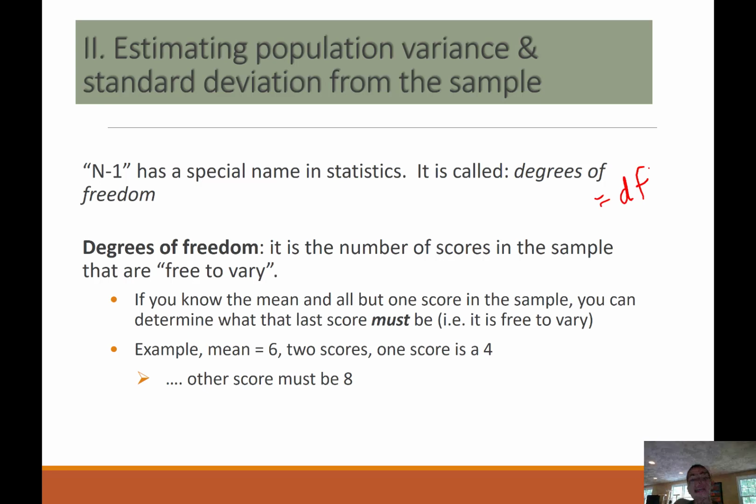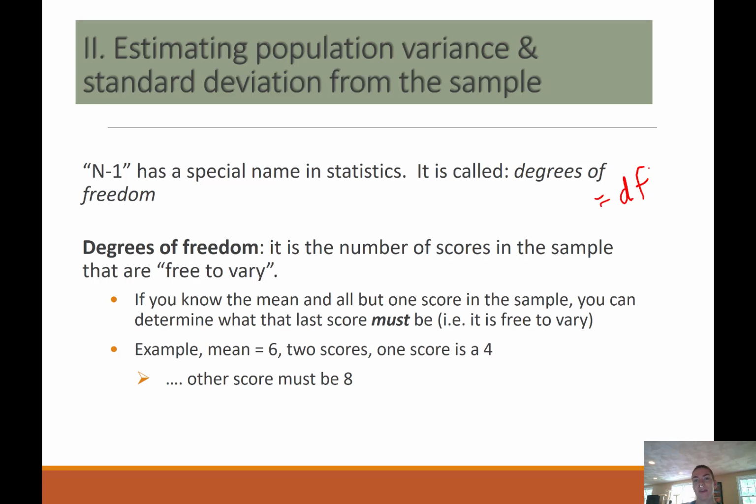Degrees of freedom technically is defined as the number of scores in the sample that are free to vary. So if you think about having a group of numbers in front of me, if I know the mean of that group of numbers, and then I know all of the scores except for one person, there's one person who refuses to tell me their score, or I lost it or something. So I have the mean and everybody except for one person's score.